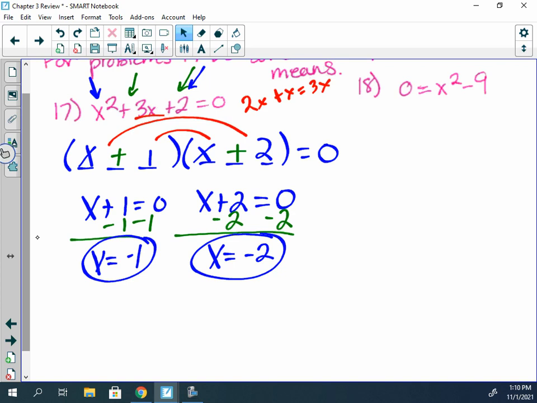Now, we could have also graphed it, and it would have told us the same thing. Because when we graph, we're looking for what value of x makes y equal 0. Can we choose how we want to do it on the test? If it says by any means, yes. Any means or any method.